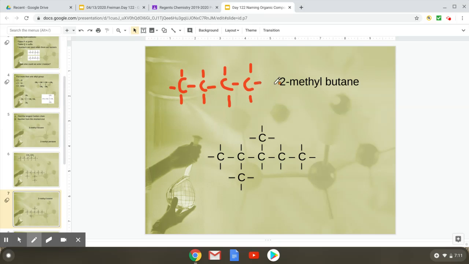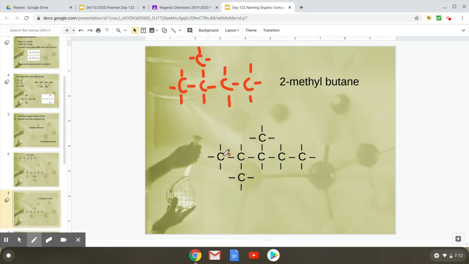So there's butane. Now on the butane, it says it's 2-methyl. That means on the 2nd carbon, there's a methyl group. So there's a carbon with 3 hydrogens. The molecular formula for methyl is CH3. So this is our structural formula for 2-methylbutane.